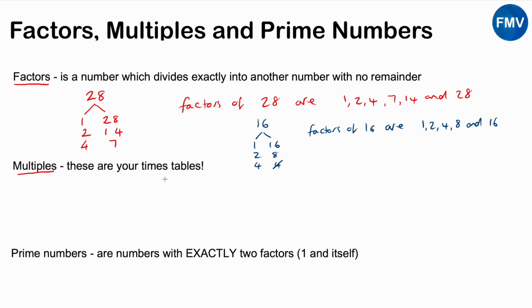Multiples, these are just your times tables. So multiples of 2 are just 2, 4, 6, 8, 10, 12, and so on. Multiples of 5 are just 5, 10, 15, 20, 25, and it continues.